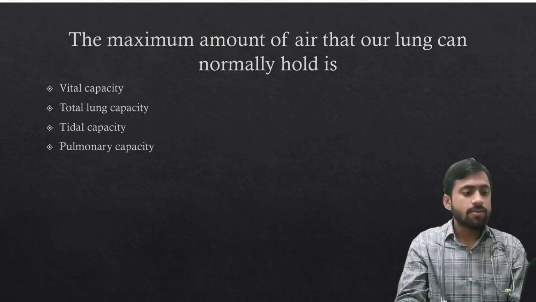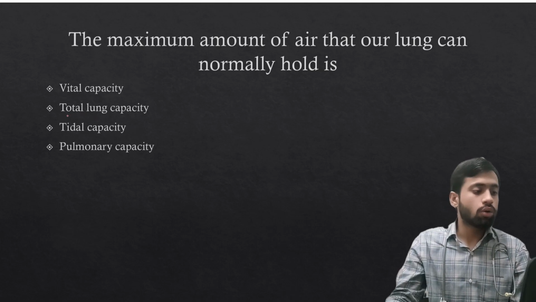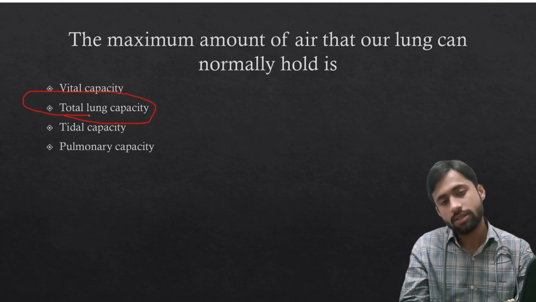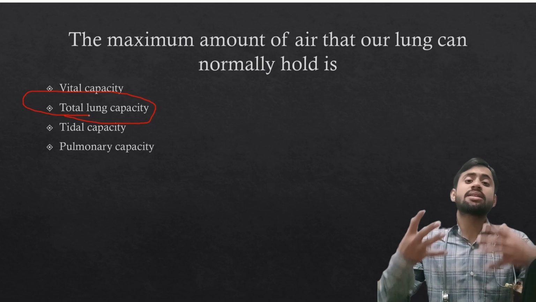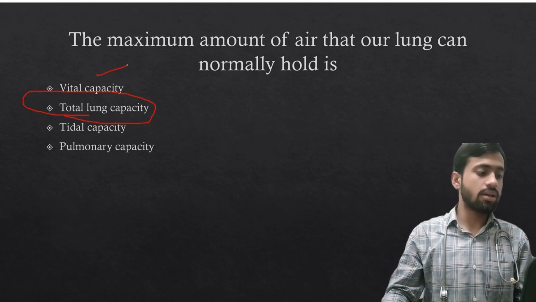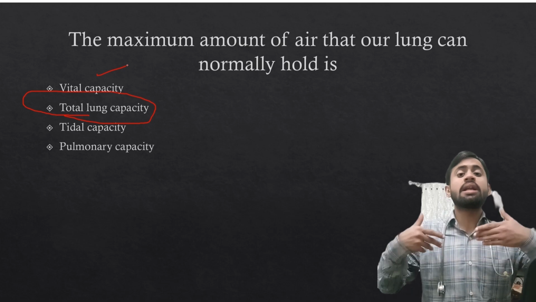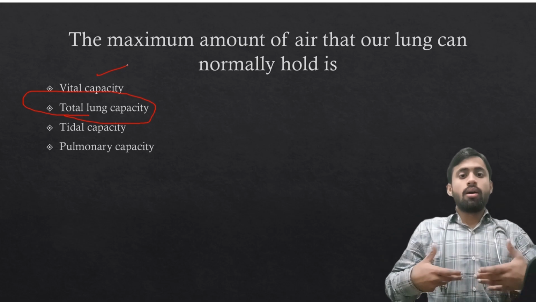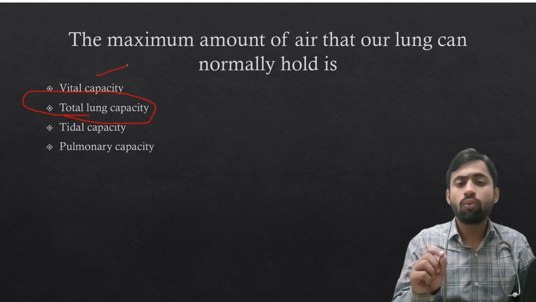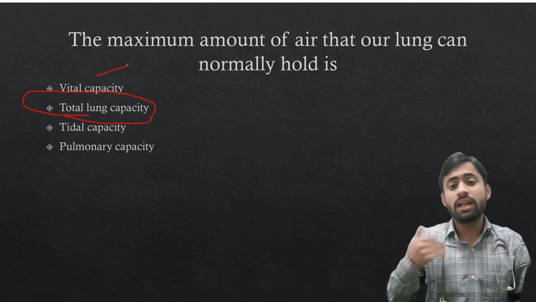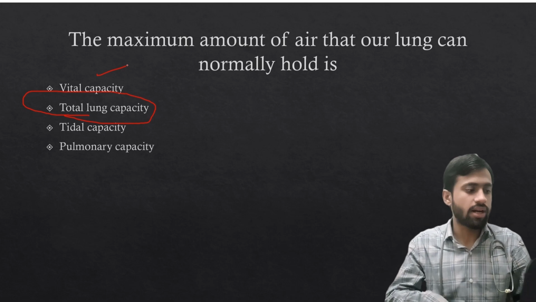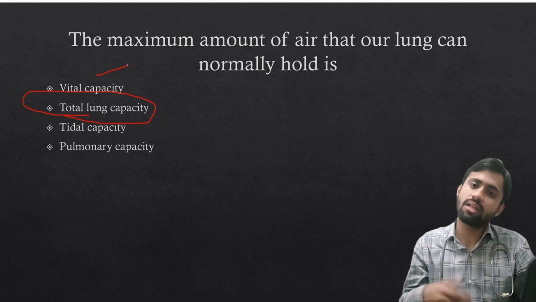Next comes: the maximum amount of air that our lung can normally hold is total lung capacity. Total lung capacity basically indicates the maximum amount of air we can inhale. Vital capacity is the maximum amount of air we can inhale and exhale. Tidal capacity is the volume of air that we inhale and exhale at rest. Pulmonary capacity is basically the lung capacity.